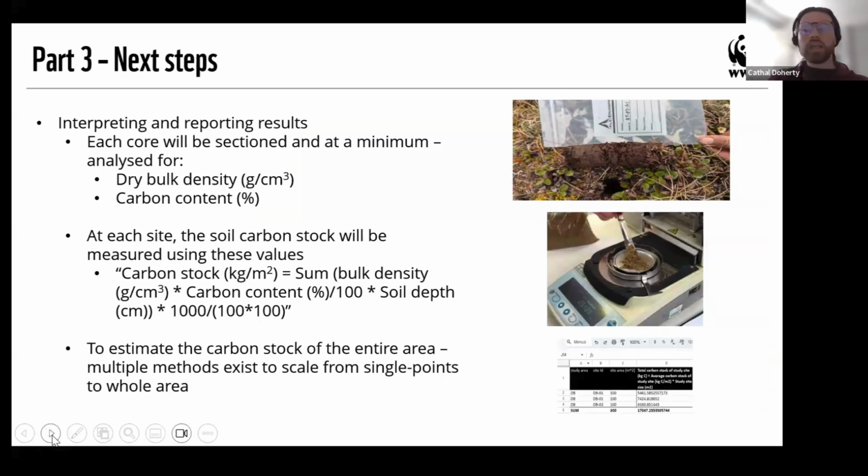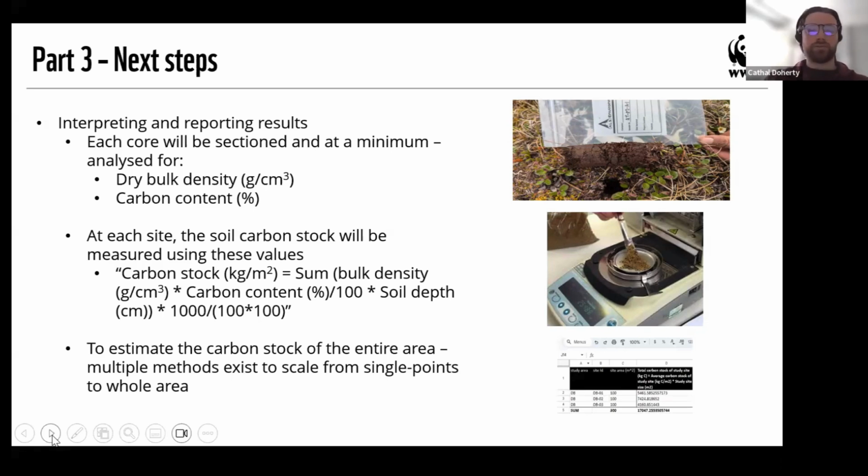So in terms of next steps, like you said, you have the samples collected, analyzed in a lab, and now you have your data. And the lab might not necessarily give you that soil carbon stock that you're looking for, so you might have to calculate it yourself. It's relatively simple, and it just requires a minimum of two analyses. The first is bulk density, which is simply a measure of how much soil there is in a sample, and you find it by measuring the weight of your sample divided by the total sample volume.